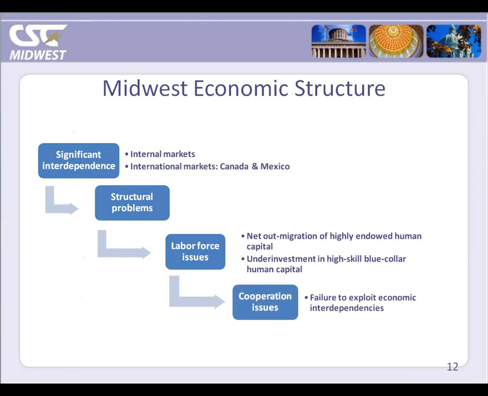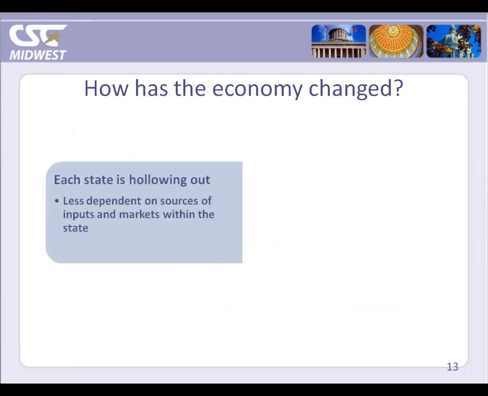And finally, I think we failed to exploit these economic interdependencies and got out of this mode of thinking of those state borders as somehow analogous to country borders and not thought about them as opportunities for us to think much more collaboratively and much more regional. So how has this economy changed? It's changed in a very, very dramatic way. Each state we refer to as hollowing out. What this means is that the average firm is now less dependent on sources of inputs and markets within the state.